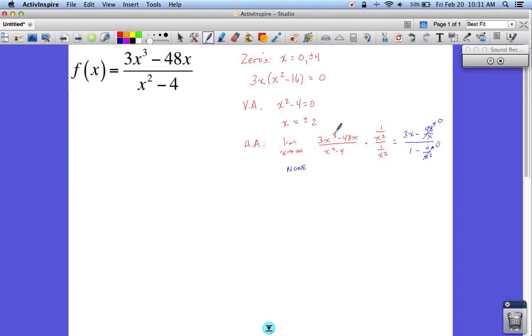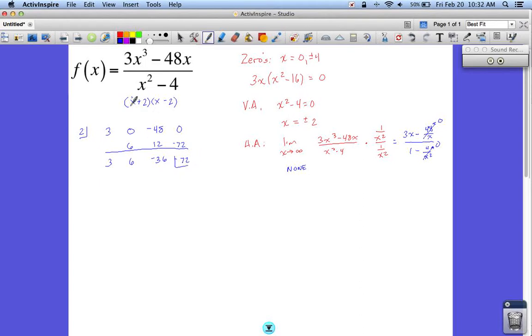But since the degree in the numerator is only 1 larger, cubed versus squared, we're going to have a slant asymptote. In order to find a slant asymptote, I need to think of my denominator as 2 linear functions so that I can properly do synthetic division. So I'm going to use a 2 first because that makes this 0. And I have my 3x cubed, 0x squared, minus 48x plus 0. Bring the 3 down, multiply by 2. Add, multiply by 2, add, multiply by 2, add.